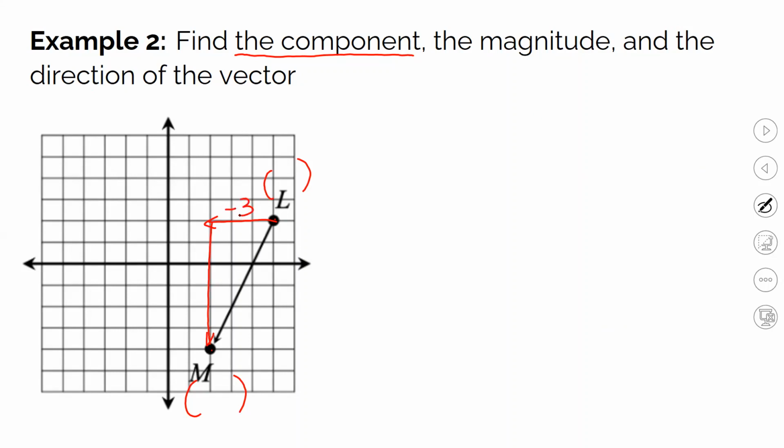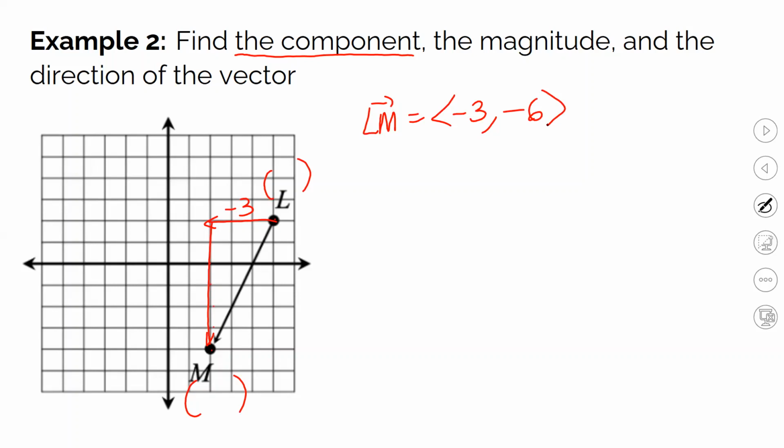So I know that the component of this vector LM is going to be, even without doing the calculation, -3. And then how many points do I need to go down? Again, down is negative. 1, 2, 3, 4, 5, 6. -6. So when you are given a graph, it's actually easier.